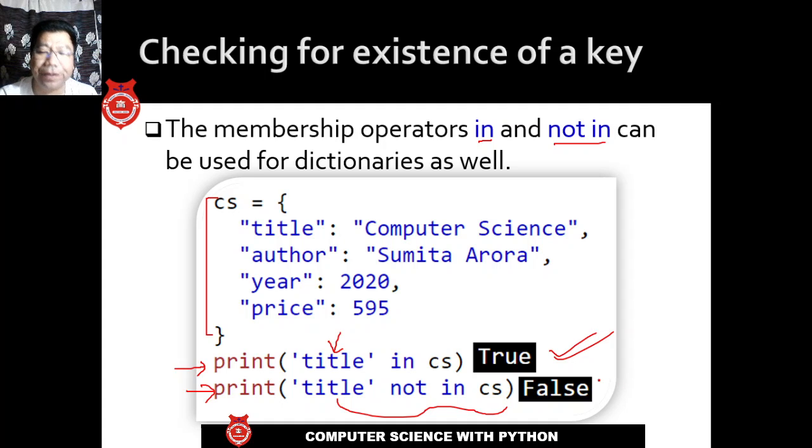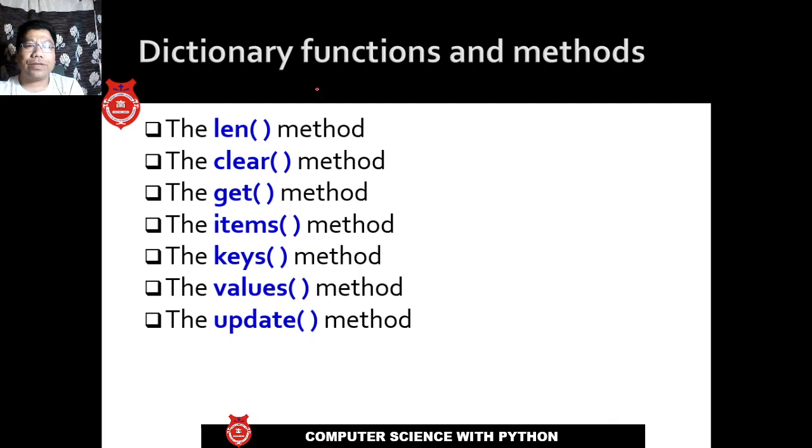So that therefore it will print the false command. So you can use the in and not in membership operators in order to check whether the key exists or not. All right, now let's talk about the dictionary functions and methods.